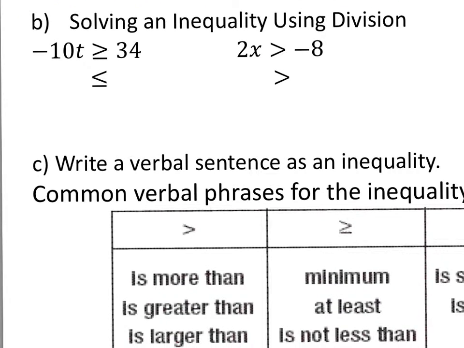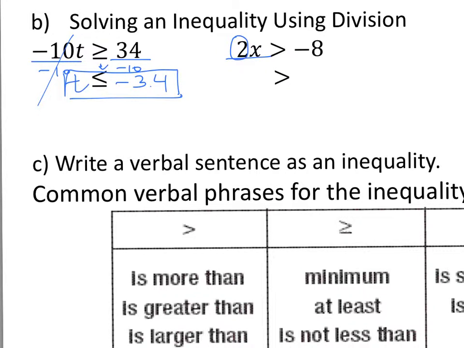Part B, solving an inequality using division. Here, we have a negative coefficient. Therefore, we need to divide by negative 10 to both sides of the inequality and switch the inequality sign. Cancel out the negative 10 on the left-hand side, and then divide 34 by negative 10, and that should be negative 3.4. And this one, since we're dividing by a positive coefficient, which is 2, you don't have to change the inequality sign. So x is greater than negative 4.